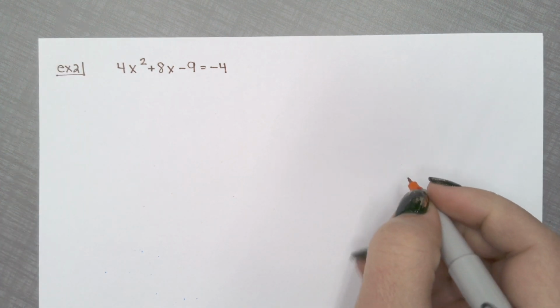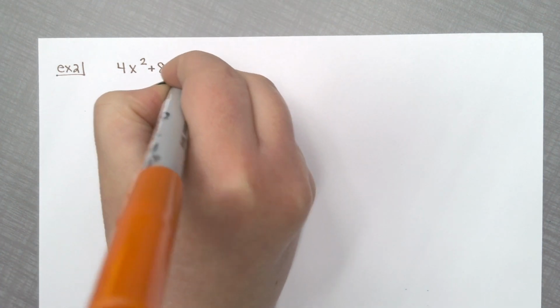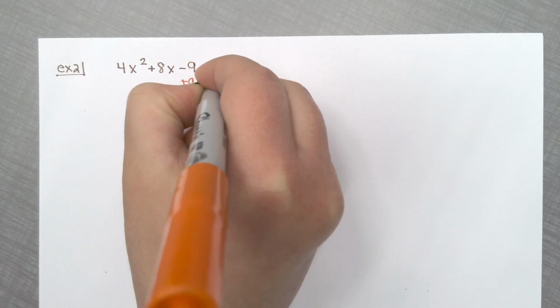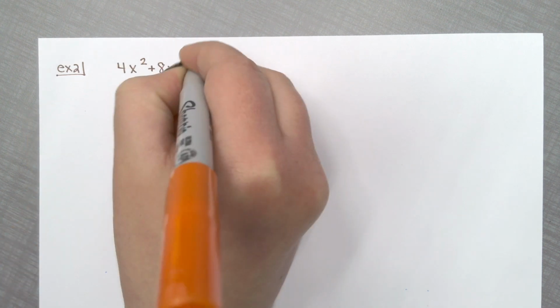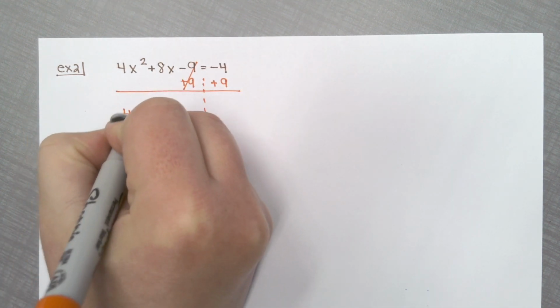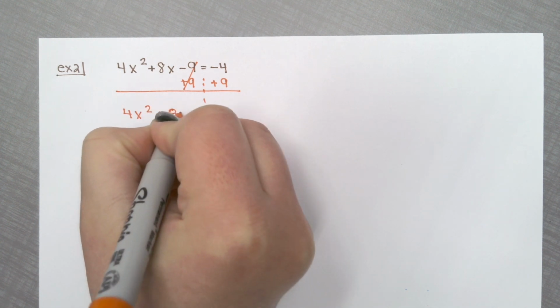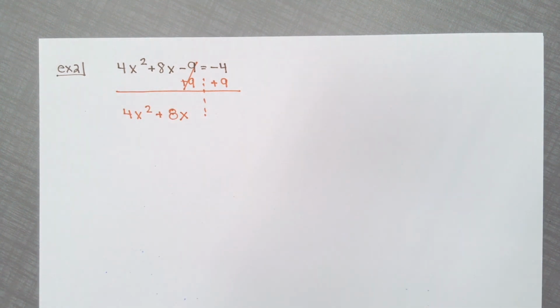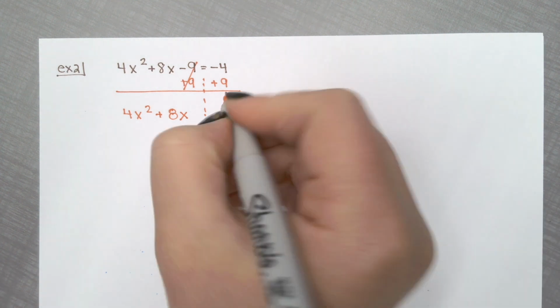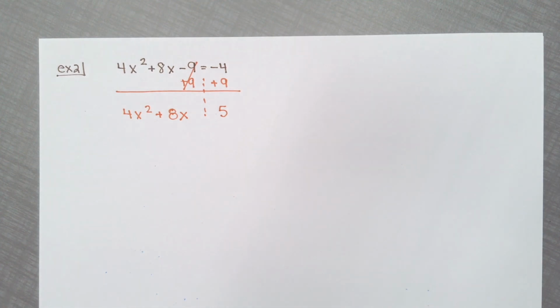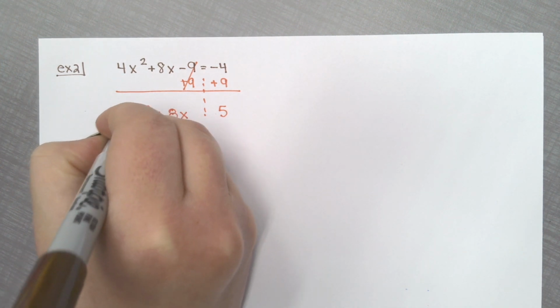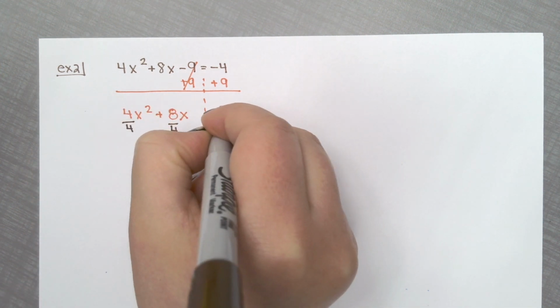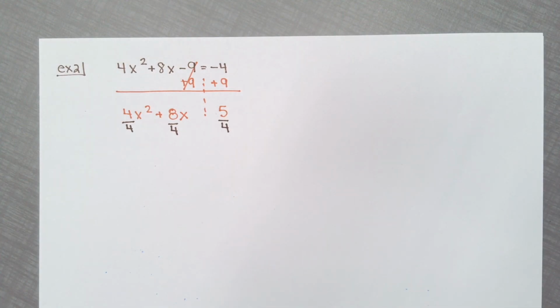Step number 1, take your constant c, move it to the other side. I'm going to add 9 to both sides. We have 4x squared plus 8x equaling, is that 5? That is 5. Step number 2 is divide all terms by the leading coefficient. And so that 5/4 is giving me a little bit of anxiety, but don't worry.